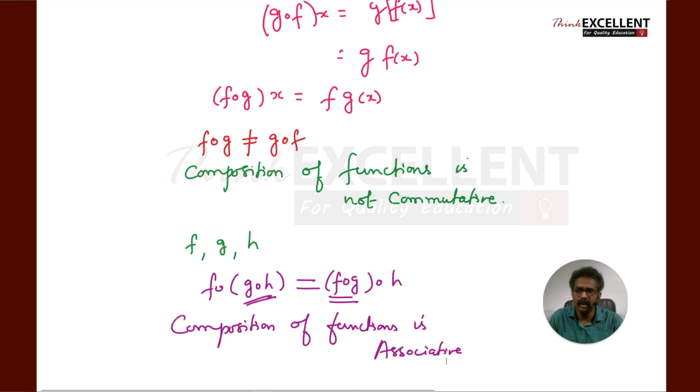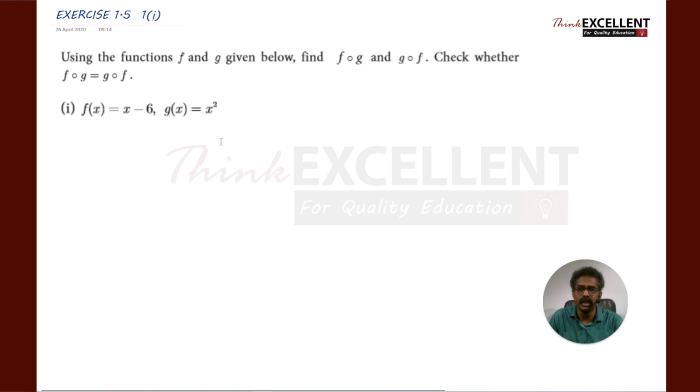So that's all the theory part about composition of functions. Now let us see how to find f composition g, g composition f and so on. Please listen carefully. Look at this question. Using the functions f and g given below, find f composition g and g composition f. Check whether f composition g equals g composition f. They didn't ask you to prove they are equal; they asked us to check whether they are equal.